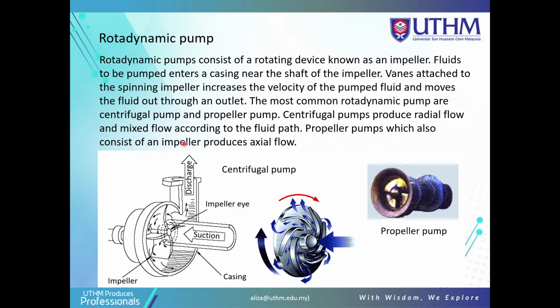Rotor dynamic pump consists of a rotating device. It spins. The rotating device is known as the impeller. Fluid to be pumped enters a casing near the shaft of the impeller. This is the impeller. If you want to know more about the rotor dynamic pump, you can see it at the hydraulic lab, where the pump is based on the impeller.